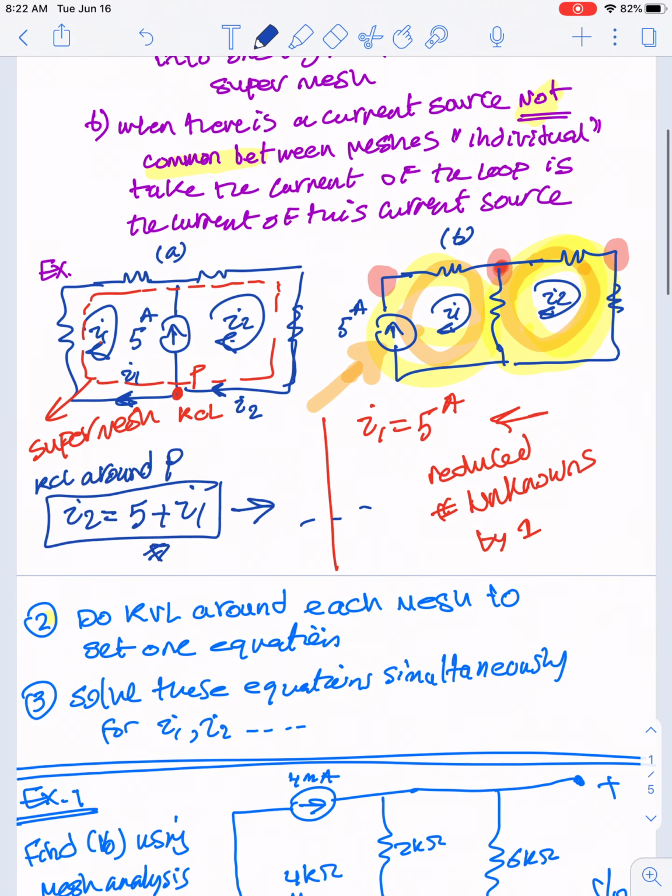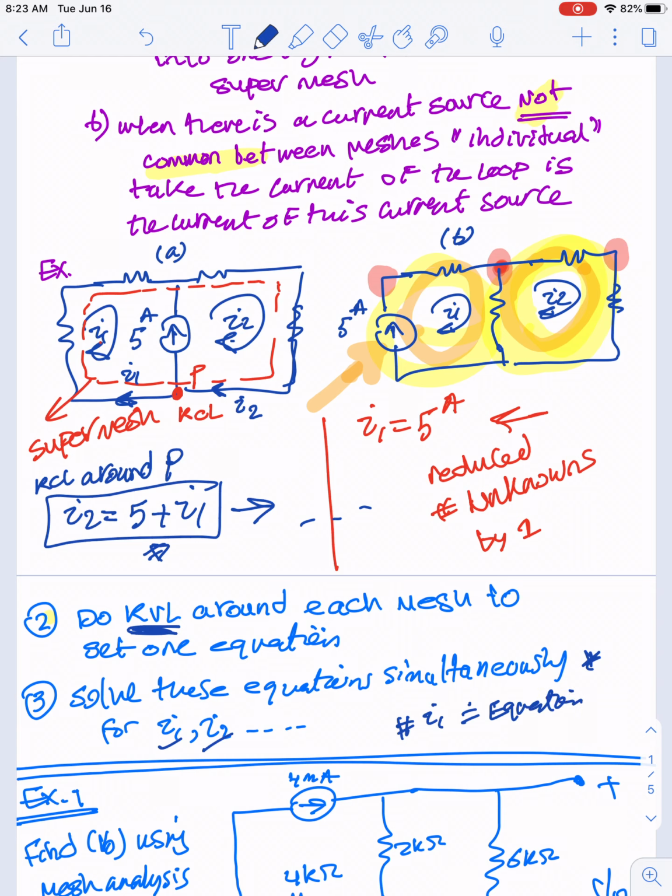What should we do? The second step is to do KVL around each mesh to get one equation for each mesh. Suppose we have three different meshes. I will do KVL around each mesh, in order to get 3 different equations. The third step is solving these equations simultaneously, in order to find I1 and I2, or whatever the number of unknowns. I will be able to solve it when the number of unknowns, the number of I's, is equal to the number of equations.